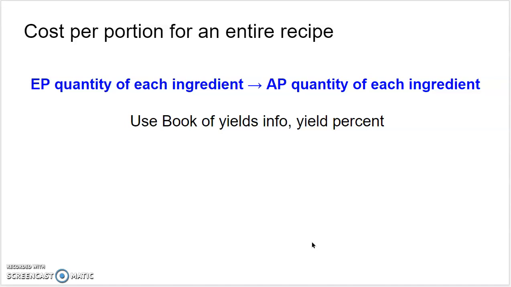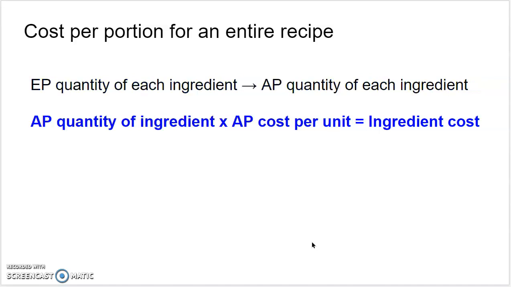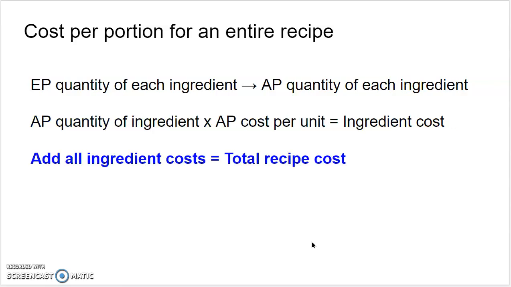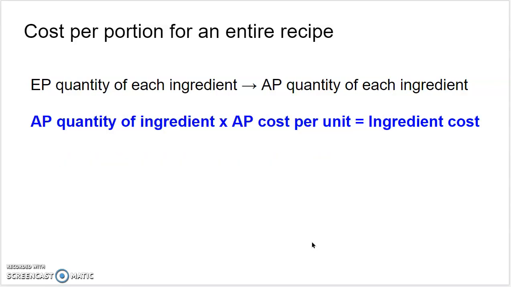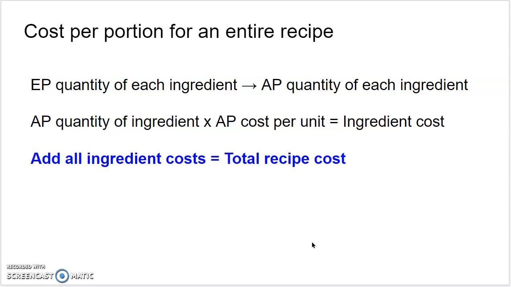So if we're doing the cost for an entire recipe, which is where we're really headed, the first step is we take each EP quantity from the recipe and make it into an AP quantity. So we're using the book of yields information, yield percent, all the stuff we've done before. Then we take our AP quantity once we get it, multiply by AP cost per unit. That gives us our ingredient cost for the individual ingredient.